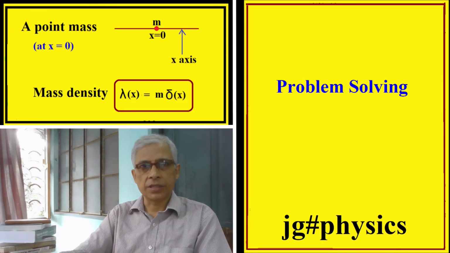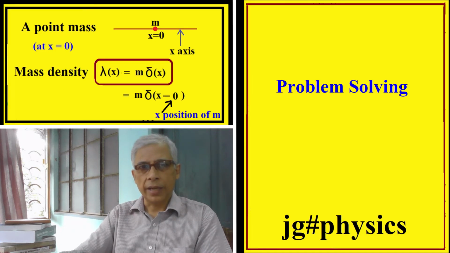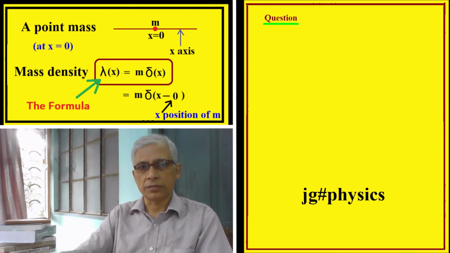We have quoted the essential result, namely the expression of the linear mass density of a point mass m located at a point whose x-coordinate is taken to be x equal to 0, and it is m times the Dirac delta of x minus the position coordinate, which is 0. In problem solving, we shall employ this formula.